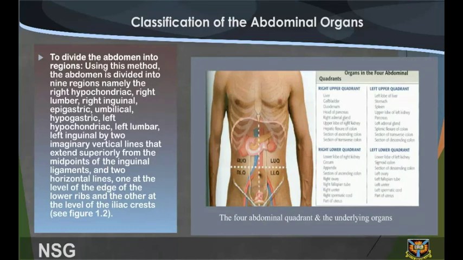To divide the abdomen into regions. Using this method, the abdomen is divided into 9 regions, namely the right hypochondriac, right lumbar, right inguinal, epigastric, umbilical, hypogastric, left hypochondriac, left lumbar, left inguinal, by 2 imaginary vertical lines that extend superiorly from the midpoint of the inguinal ligament, and 2 horizontal lines, one at the level of the edge of the lower ribs and the other at the level of the iliac crest.